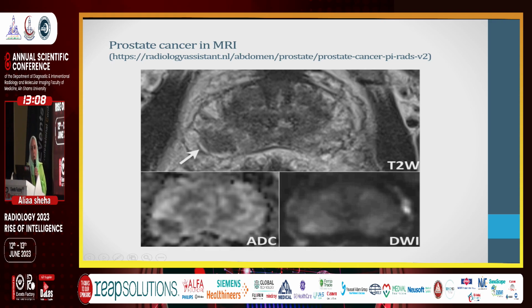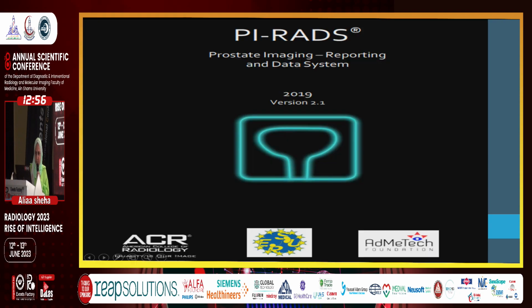Okay. Here we have a prostate cancer in the right peripheral zone of the mid prostate. Okay, and this shows low T2 signal and diffusion restriction with low ADC value.